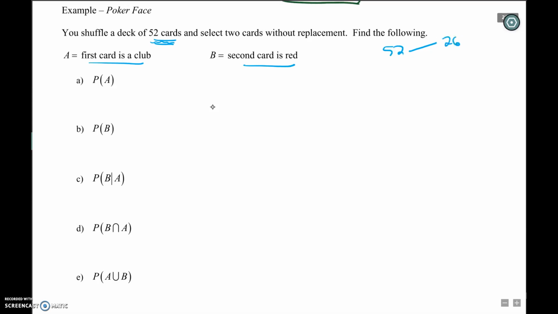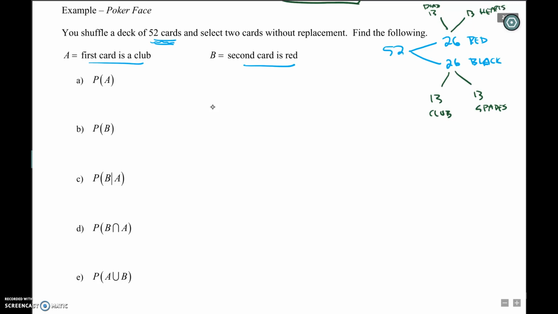You have 26 red and 26 black. And then of those 26 black ones, you have 13 clubs, 13 spades. The red ones, you have 13 diamonds and 13 hearts. Okay, so that's kind of the breakdown that you need to know on this one.